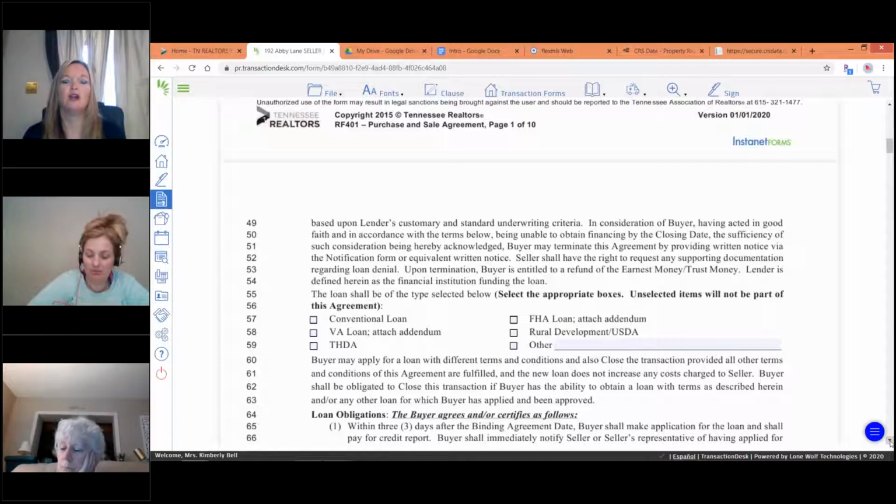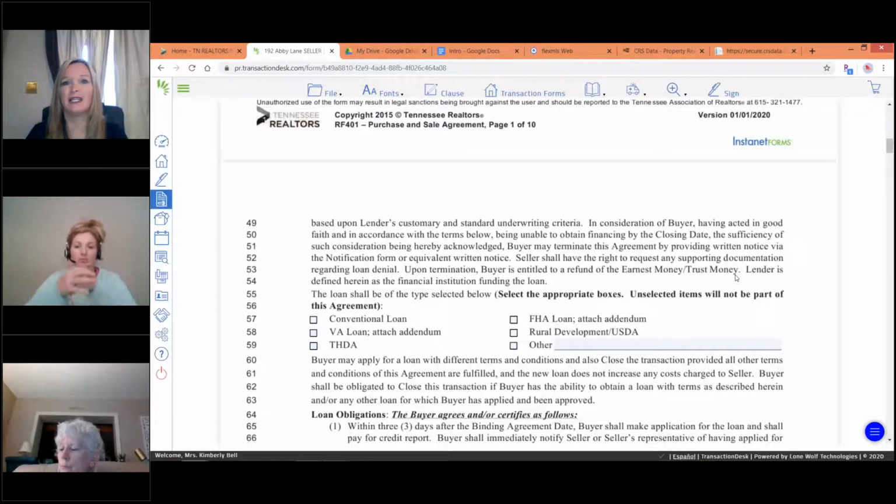So as the seller, you need to ask for the supporting document regarding the loan denial, not just a letter. What happened? What happened for that denial? Upon termination, the buyer is entitled to a refund of the earnest money. Okay, they're entitled to a refund of the earnest money, but only if they acted in good faith.